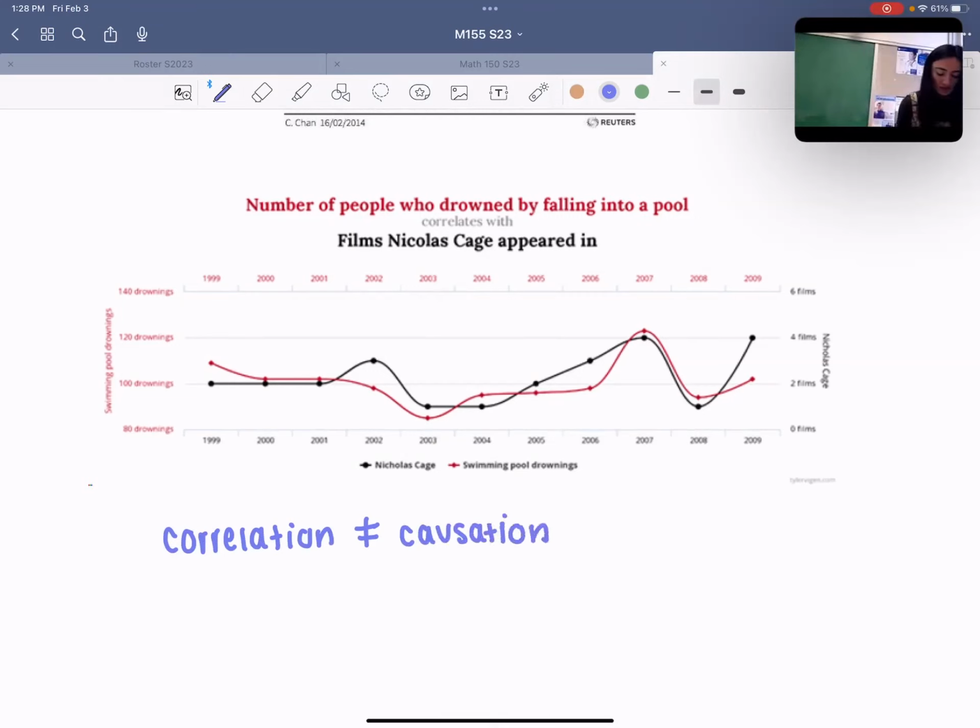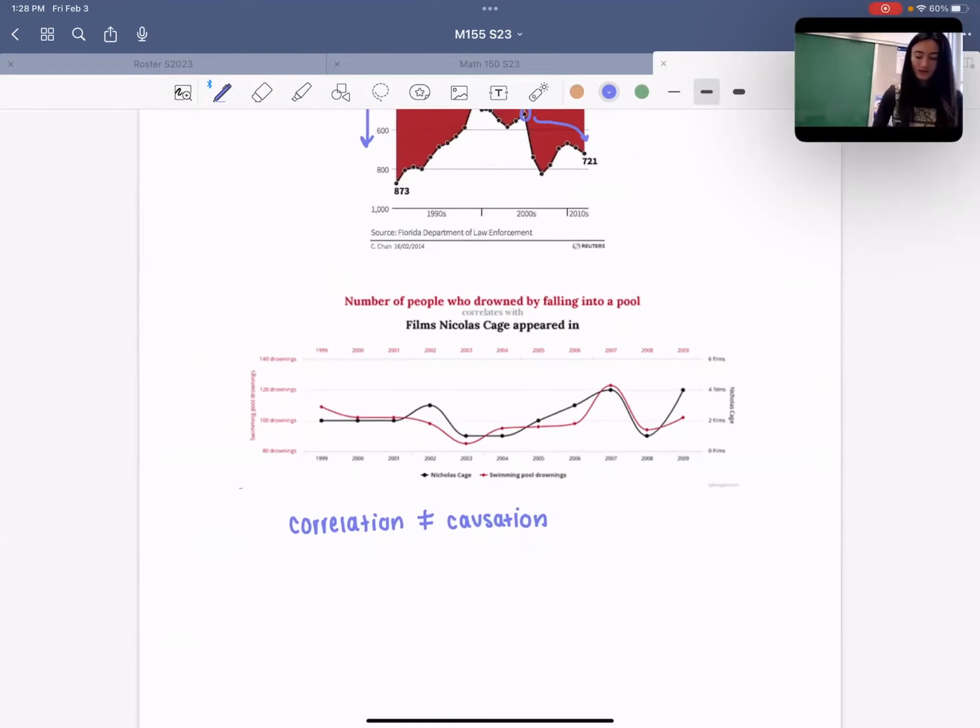Okay, just because two things follow the same pattern doesn't necessarily mean that Nick Cage is making people drown by falling into a pool, right? So just because two things look like they have a relationship doesn't mean that they're actually related. All right, let's do one last one.